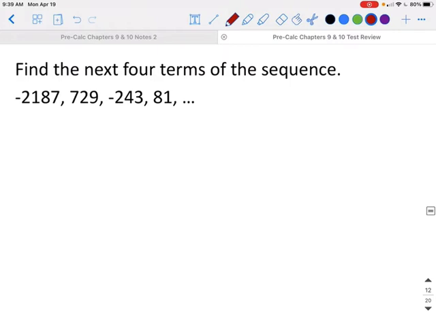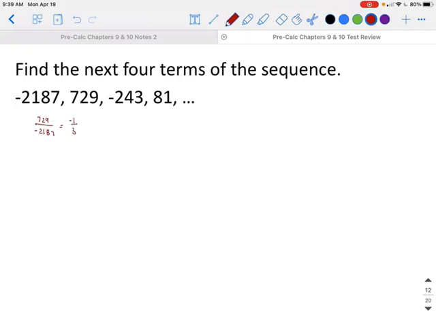Now let's jump to the chapter 10 material when we talked about sequences and series. For this one, we need to find the next 4 terms in the sequence. If we notice, there's nothing that we can add that's going to make these large of jumps, so we're probably multiplying by something. To see what that value is, we can take the second term, divide it by the first term, and we'll see that this is a negative 1/3.